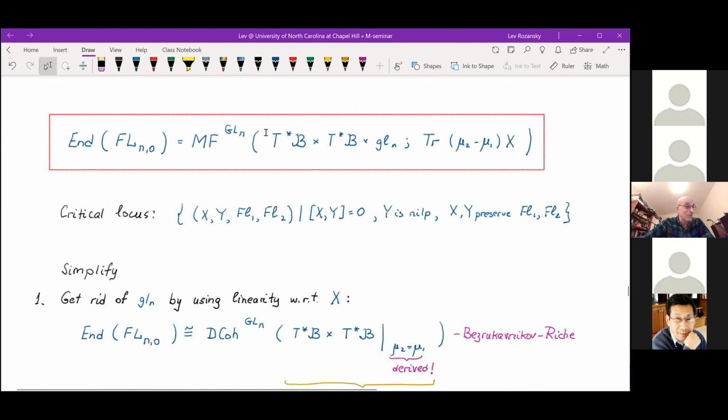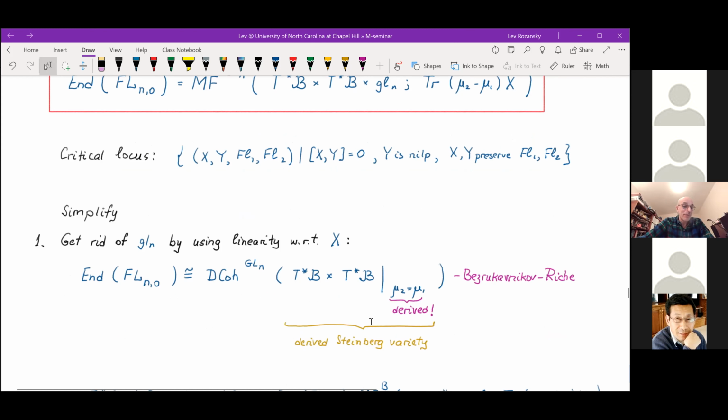The right answer is matrix factorizations. This is a very nice category. It can be simplified. As you see, matrix X appears linearly in W, so you can do Koszul duality, trading it for odd variables, which create a differential killing mu2 minus mu1.